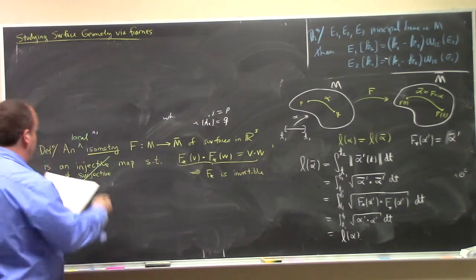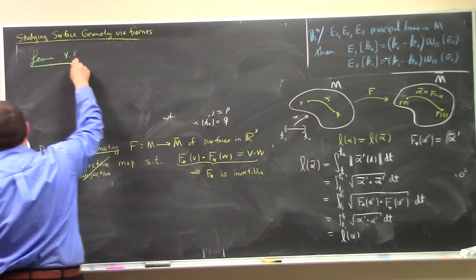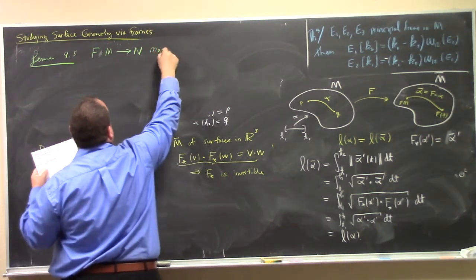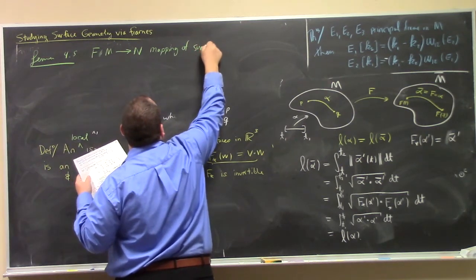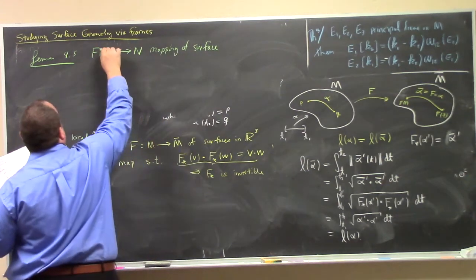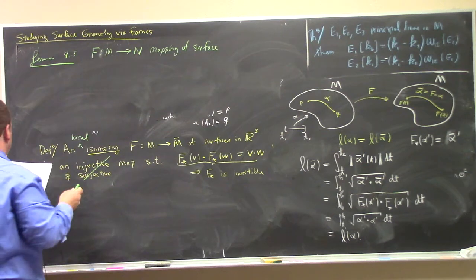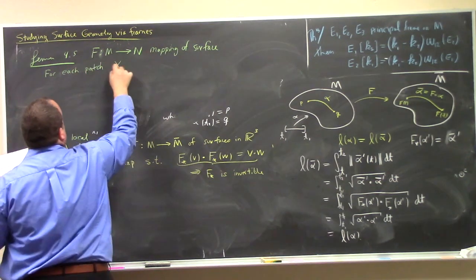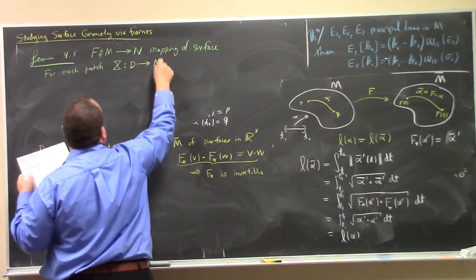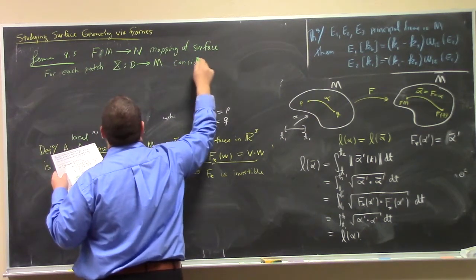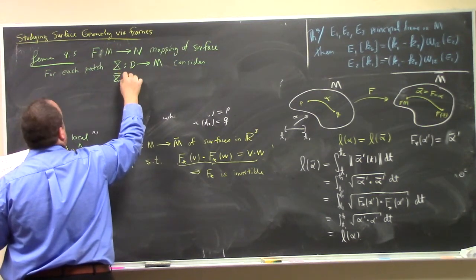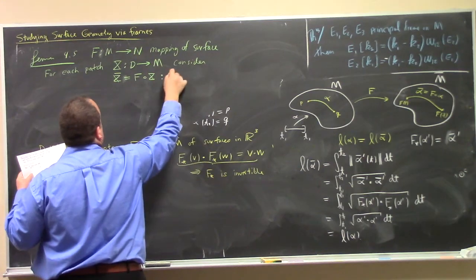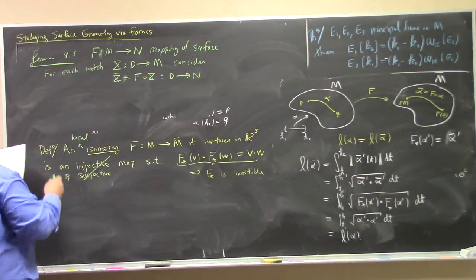This is what the lemma here says. Lemma 4.5. If we have f from M to N, a mapping of surfaces, which in O'Neill means that the function is differentiable and plays nicely with the coordinate maps, then for each patch X going from D to M, consider X bar equal to f composed with X. That's going to be a mapping from D to N.